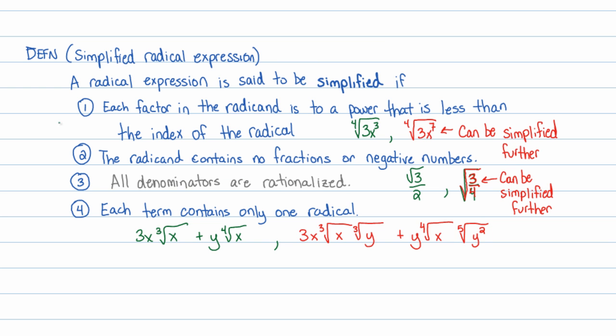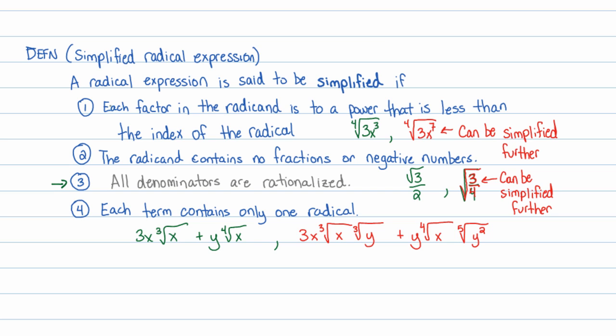And finally, the definition of a simplified radical expression. So a radical expression is said to be simplified if it matches all four of these conditions. And as you probably noticed from the conceptual video that you've already watched, I don't really focus too much on the fact that all denominators have to be rationalized in order for it to be considered simplified. It's a kind of a throwback to history there. But the first, second, and the fourth are very important. The third is just dependent upon your instructor.